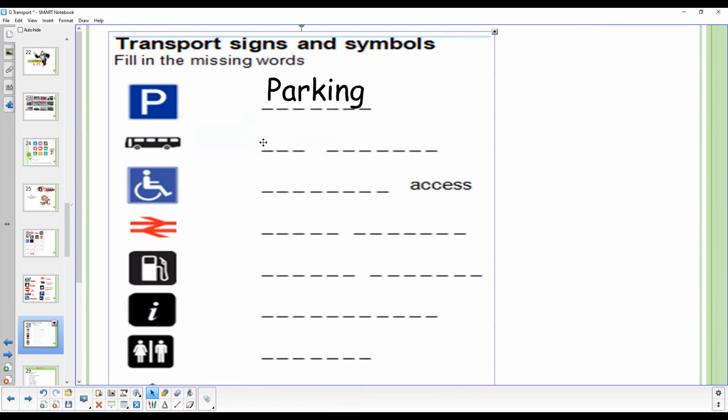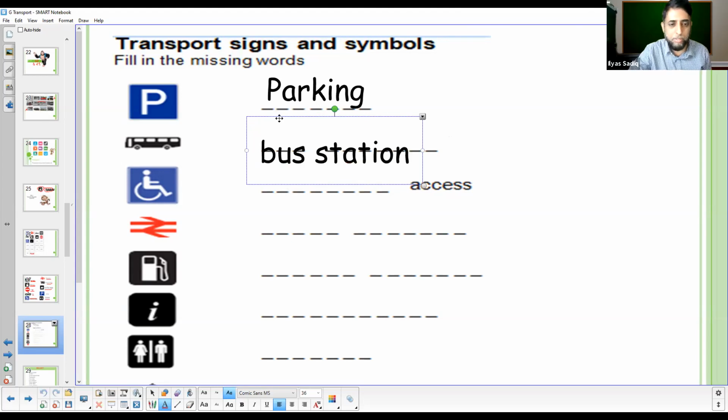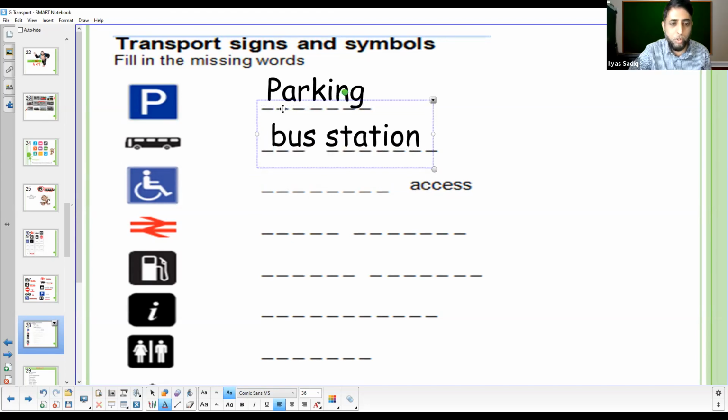Right. So what is this here? Bus station. Yeah. So bus station, or bus stop. You can say bus stop as well. Yeah, this sign is used for both.